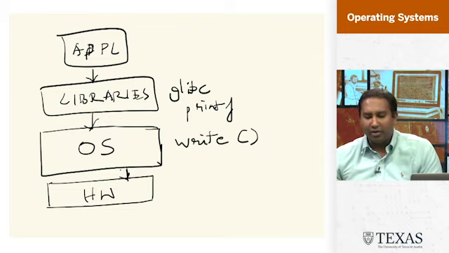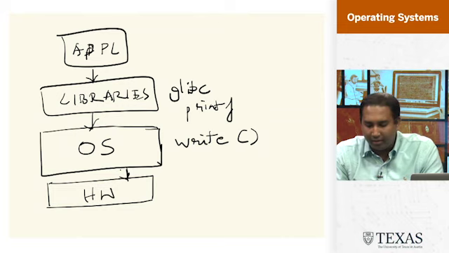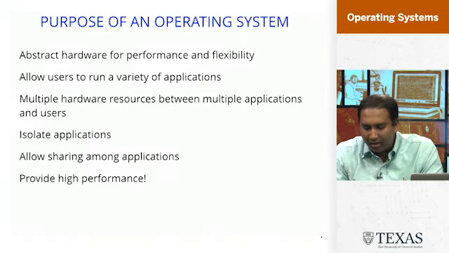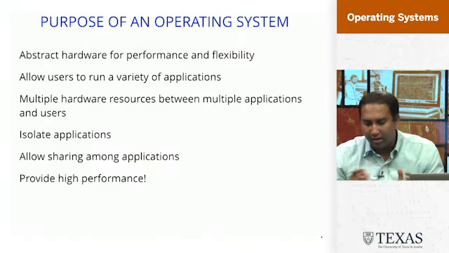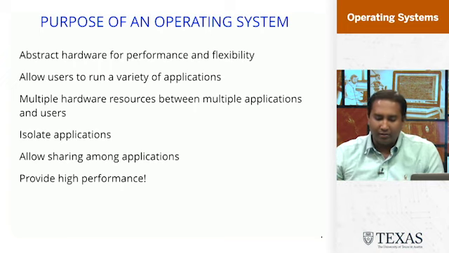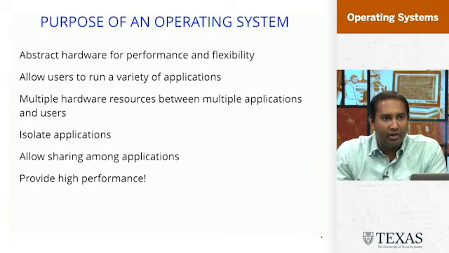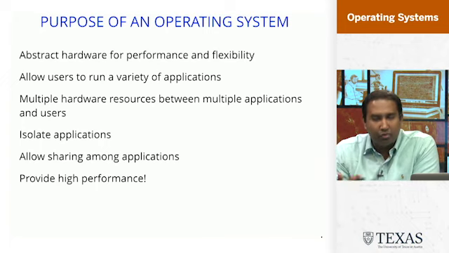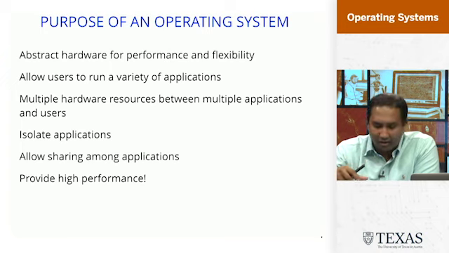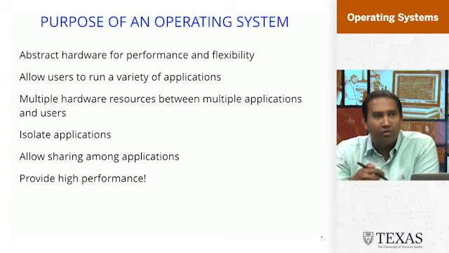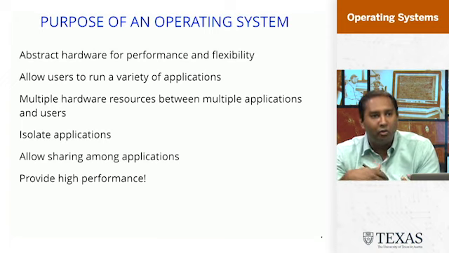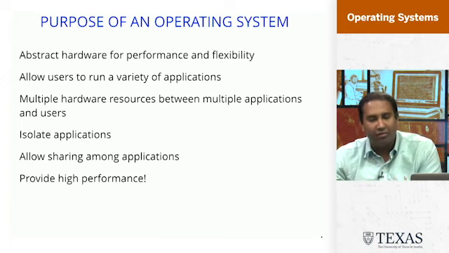So now that I've given you this high level picture of the layout of the different layers in the stack, what's the purpose of an operating system, right? The first thing on our list is what I just talked about. We want to abstract the hardware to provide performance and flexibility. We don't want users to be writing code directly on the hardware. So the operating system is this intermediate layer which makes it easier to do all of this, and you want to do this at high performance, right?